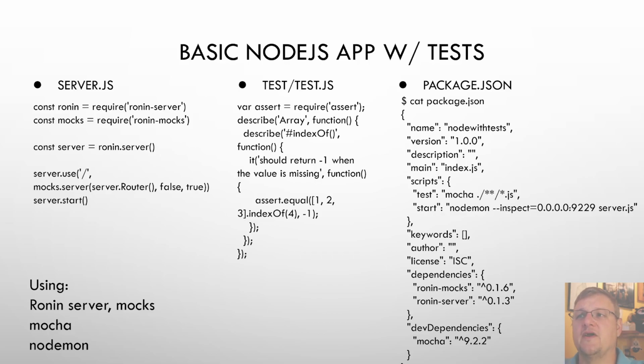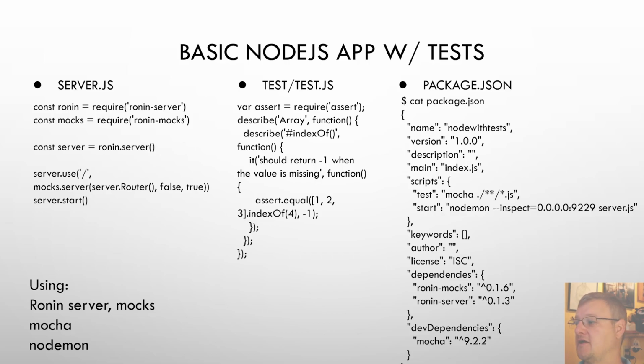And next, we have our basic Node app with tests. So our server.js, I'm using Ronin. So there's a Ronin server with mocks. We see our test file right there. And lastly, we see a package JSON. You can see I'm using Mocha to test. And I use nodemon because that just monitors the changes. If I change the file, it relaunches it. You don't have to use the start command there for nodemon.